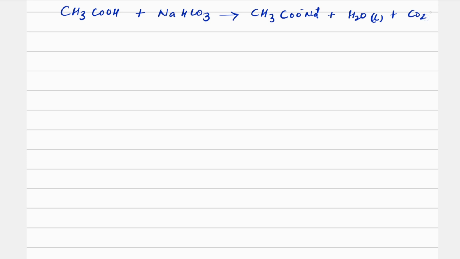Now the reaction which we were talking about is the reaction between acetic acid plus sodium bicarbonate. If this reaction takes place, then sodium acetate is formed, plus water in liquid form, and carbon dioxide in the gaseous state is formed. Sodium acetate is a salt, it is in aqueous form. Bicarbonate is also in aqueous form, and CH3COOH, which is acetic acid, is also in aqueous form.